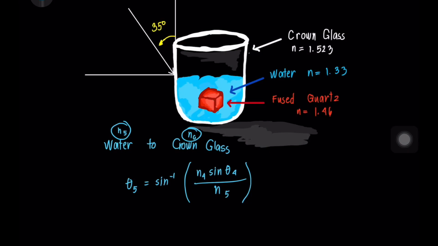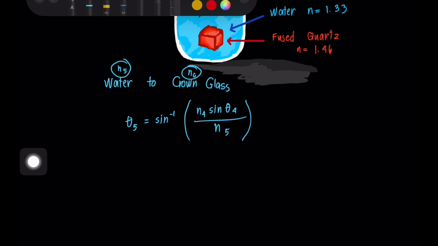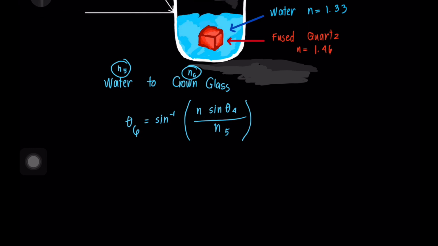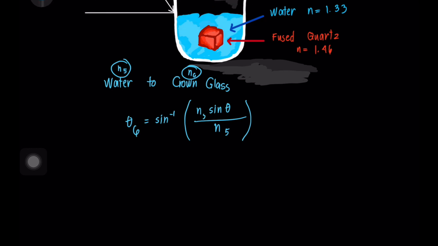We are now here when light is now traveling from water back to ground glass. So we have our water will now be n sub 5 and our ground glass will now be n sub 6. We still use the same formula, but again, we erase the theta sub 5 and then we change that into theta sub 6. And then afterwards, we erase the n sub 4 and the theta sub 4 and then we change that into n sub 5 and then sine theta sub 5. We erase n sub 5 and then we change that with n sub 6.